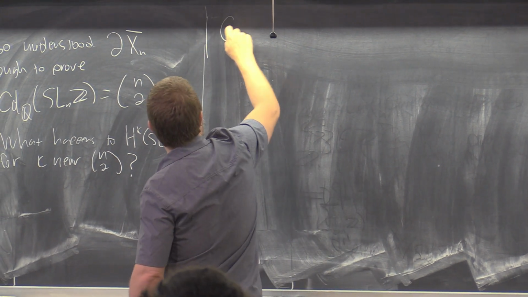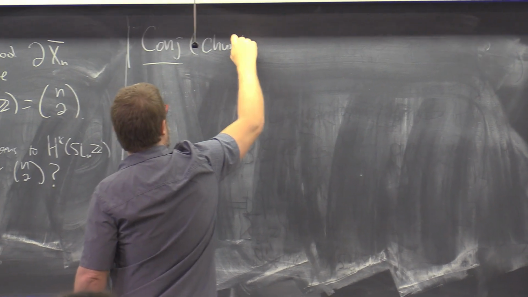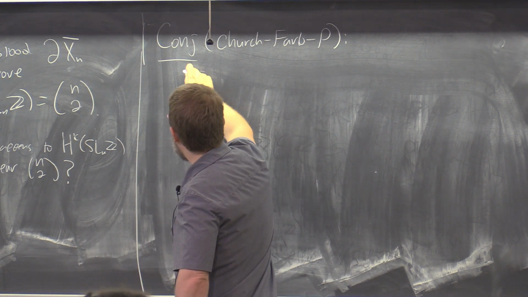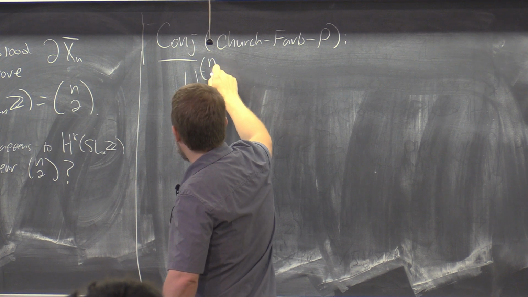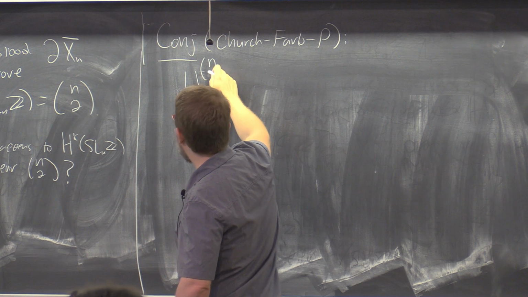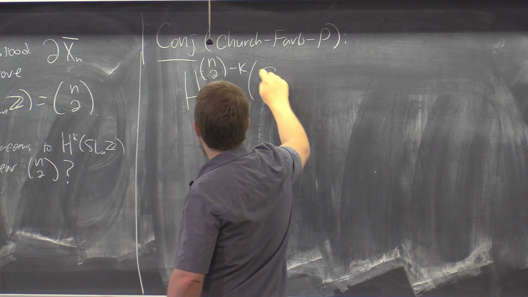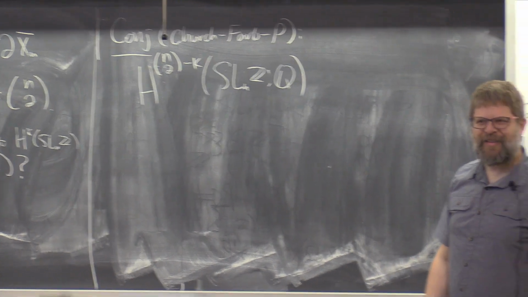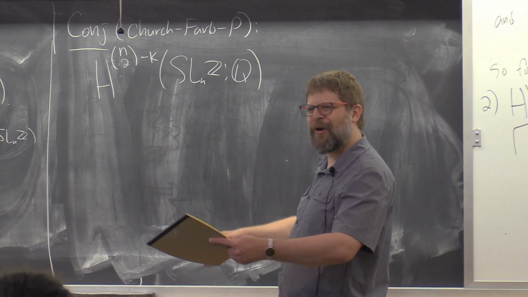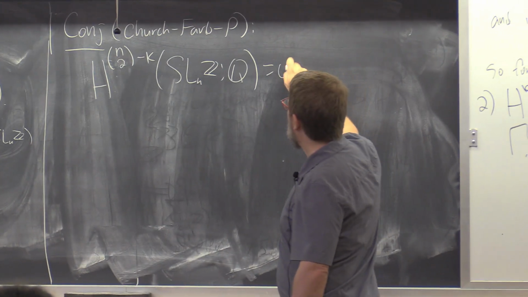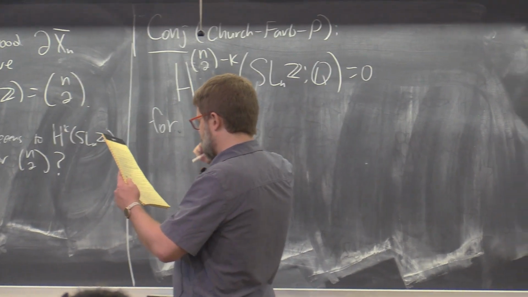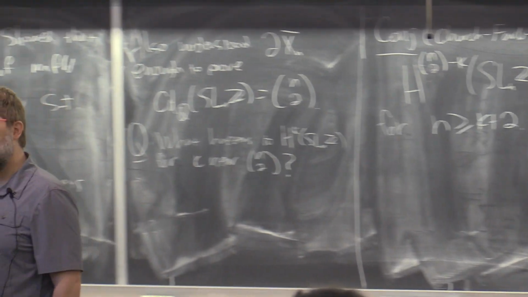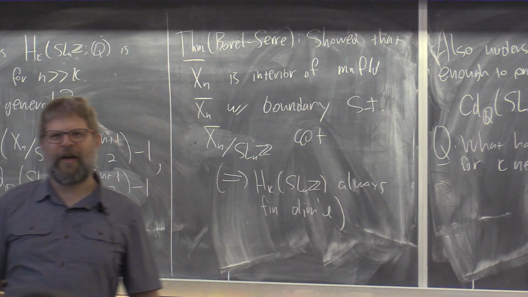So here's a conjecture. This is Church, Farb, and myself. What does it say? It says that the cohomology of SL_n(Z) with Q coefficients satisfies some version of Poincare duality. These are like the Poincare dual classes, for n large enough. I know this is exactly true for n equals 7. And so what's the more evidence for it than that?